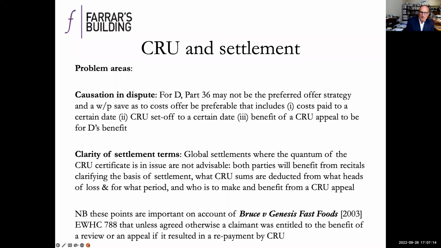And so claimants should expect to receive offers of this type. Defendants may think it appropriate to make them. In those circumstances, the preferred strategy might be to make a without prejudice save as to costs offer that includes costs paid to a certain date, a CRU set off to a certain date, and then, extremely importantly, that the benefit of a CRU appeal is to be for the defendant's benefit, and that all of that should be encapsulated, if the offer is accepted, into a consent order that sets out that agreement.